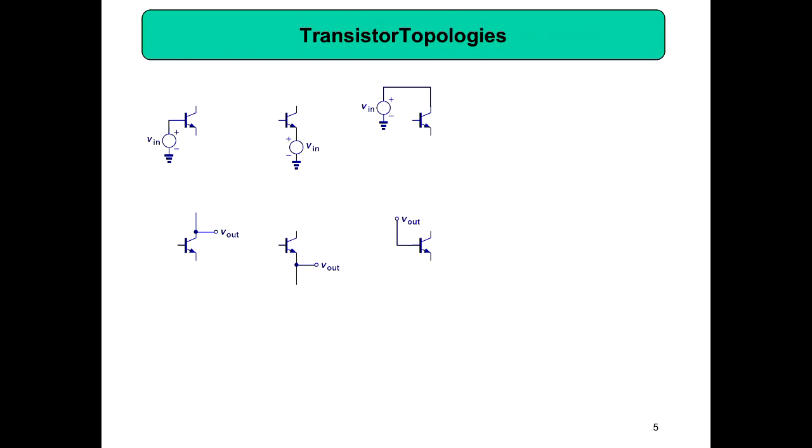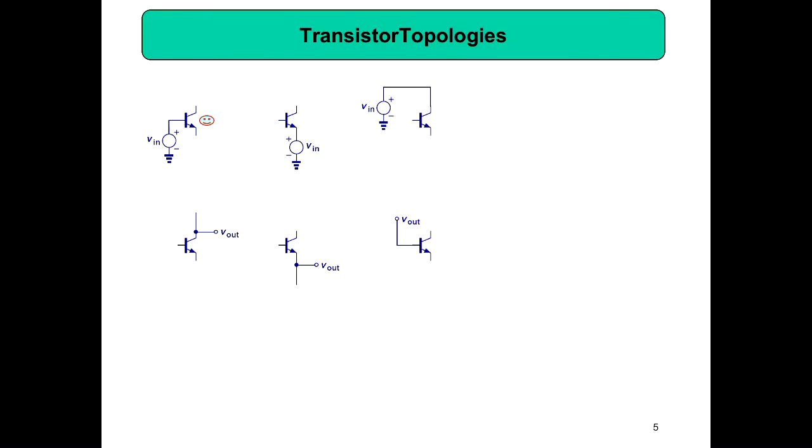So these are the topologies. For the input, I can connect a signal to the base, the emitter, or the collector. For the output, I can take output from the collector, from the emitter, or from the base. So how about the first one? Can we do this one? Definitely, we already discussed it. We can connect a signal to the base.